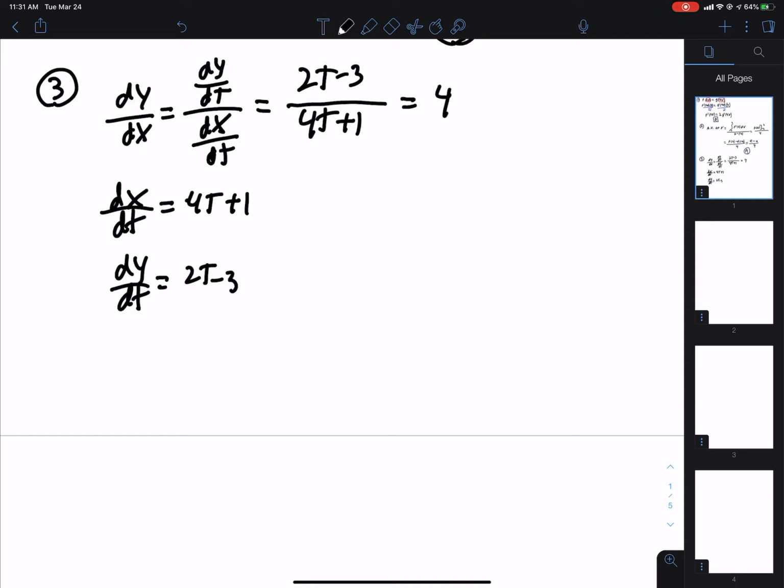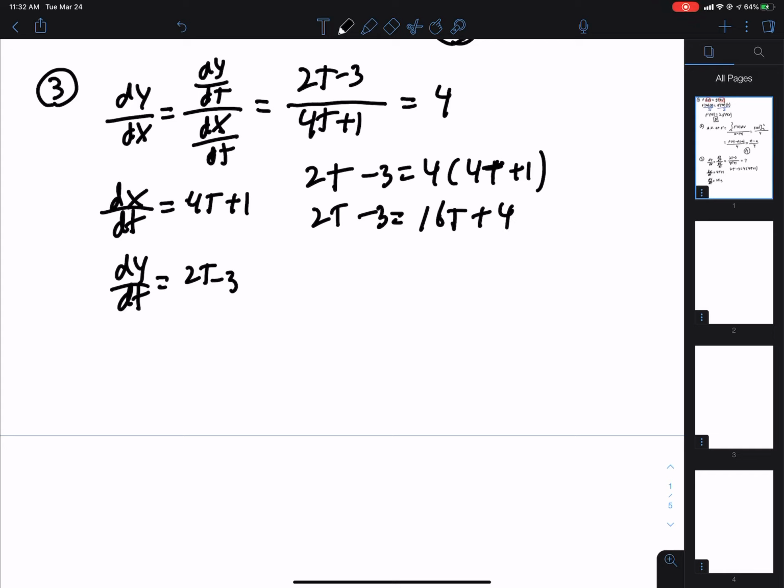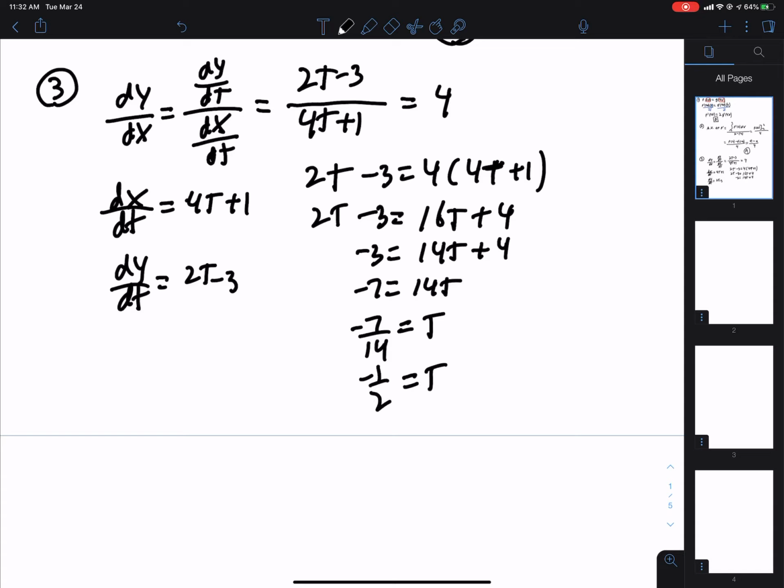So now I'm going to multiply both sides by 4t plus 1. And I'm going to distribute the 4. I'm going to subtract 2t from both sides. I'm going to subtract 4 from both sides. And now divide both sides by 14. So t is -1/2. And that answer is A. And that's it for 1 through 3.